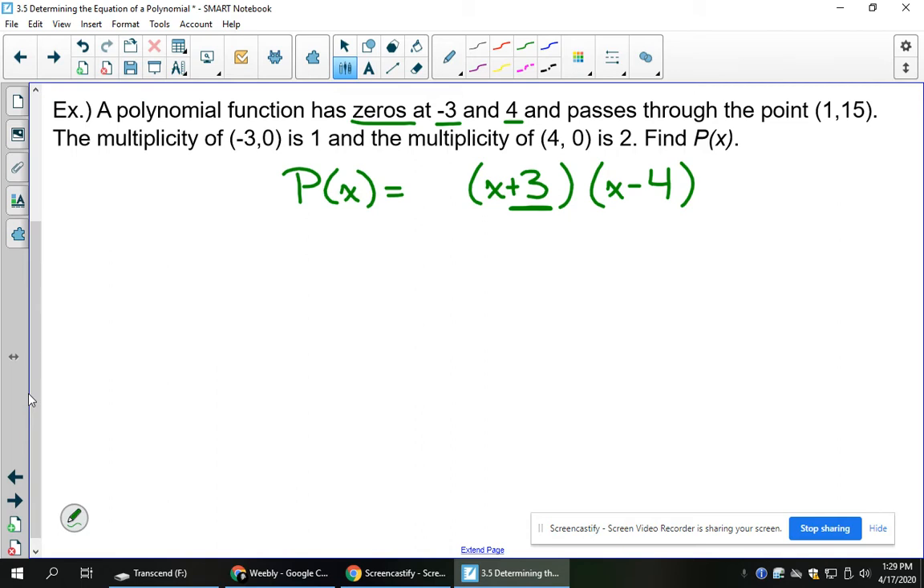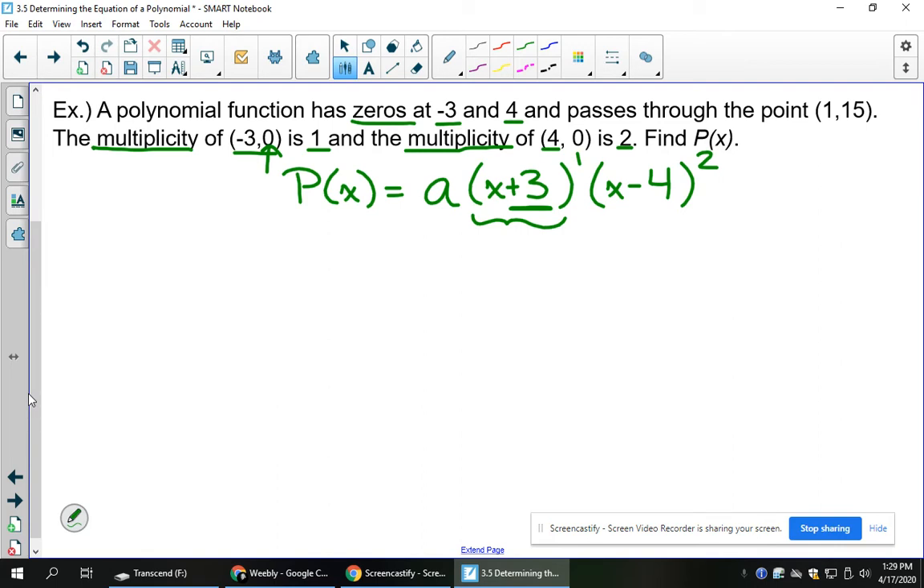The other thing I can put in right away is I know there's going to be some leading coefficient. I don't know what it is though from what we're given. They also tell me the multiplicity of -3 as your x-intercept. That's what happens when you see a 0 in the ordered pair, you know it's an intercept. The multiplicity is 1. So that means this bracket here has an exponent of 1. Draw it if you like, but you don't have to. The multiplicity of the x-intercept 4 is 2. Put a 2 as the exponent on x minus 4.